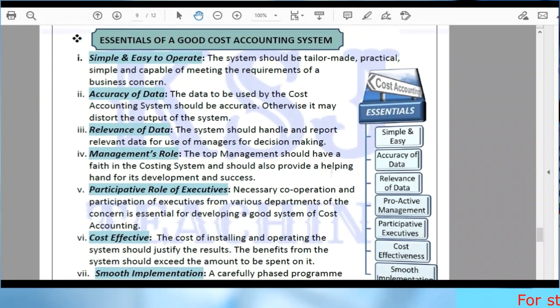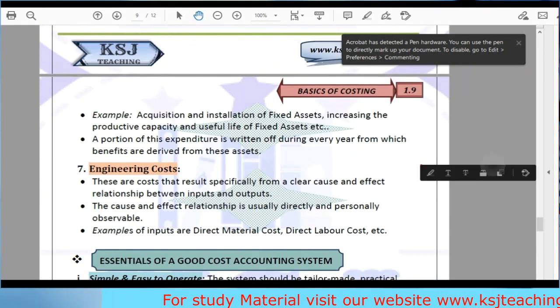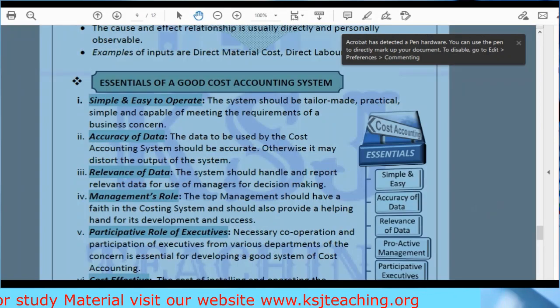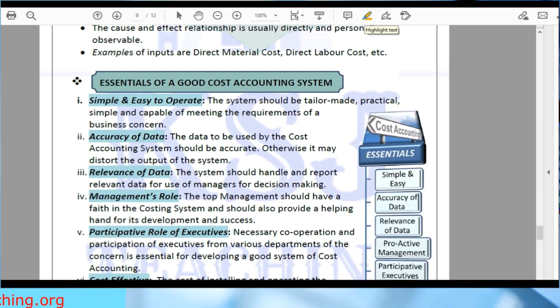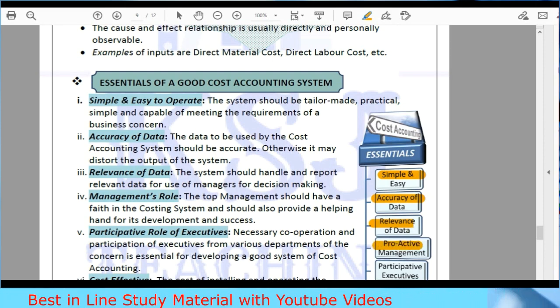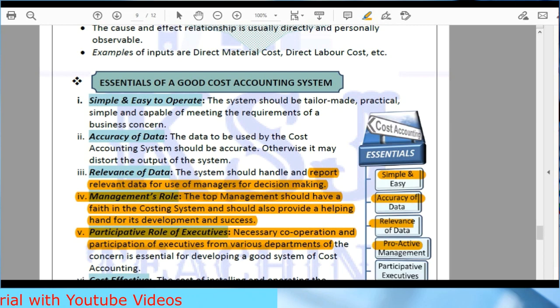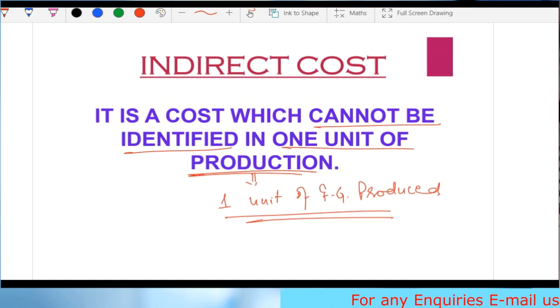Okay. Essentials for a good cost accounting system. What are the essentials required? These are given in the book. Like these steps: simple and easy to understand, accuracy of data, relevance of data, proactive management. So all these things are given to you. Is that clear? So you can read it from the book. Okay, we are done with it. This is what I wanted to explain.